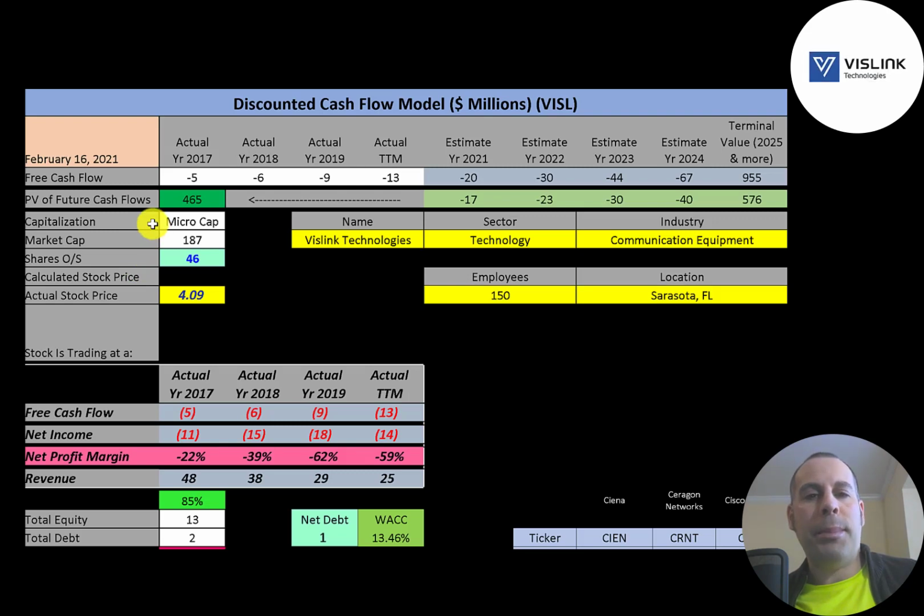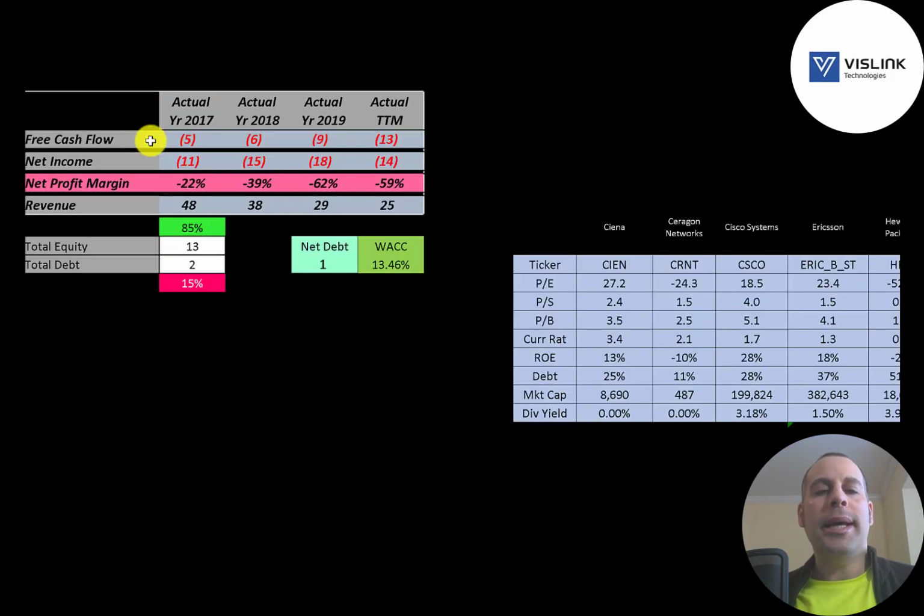This is a micro cap company, 187 million market cap. They're trading at $4 a share and they have 46 million shares outstanding. Let's look at their financials. The way you value a company is you estimate the free cash flows into the future and then you discount those numbers back to today's value. That's what we're doing in this video.